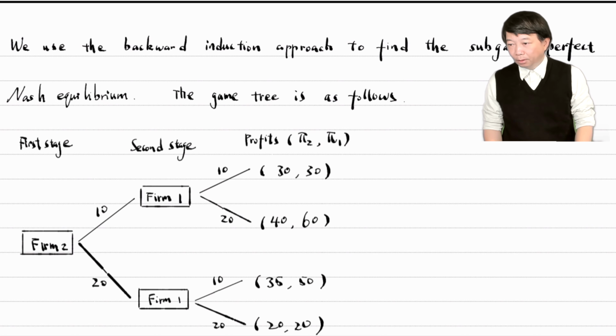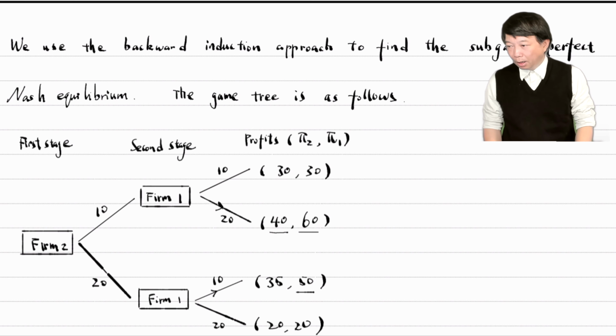We first consider Firm 1's strategy in the second stage. Given that Firm 2 chooses 10, Firm 1 gets 30 if it chooses 10, but 60 if it chooses 20. Firm 1's best response is to choose 20. We underline its payoff 60 and add an arrow on the path. Given that Firm 2 chooses 20, Firm 1's best response is to choose 10 because it brings a higher profit. We underline the profit 50 and add an arrow on the path.